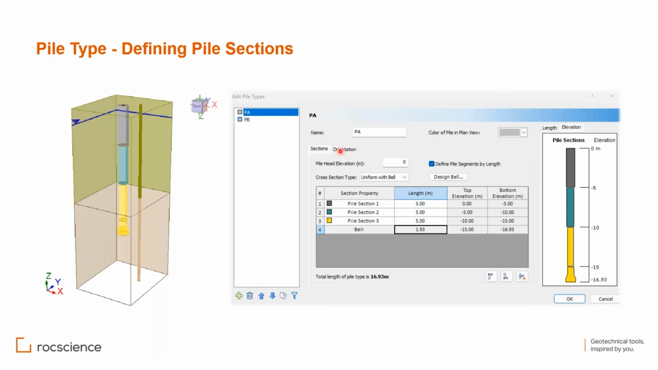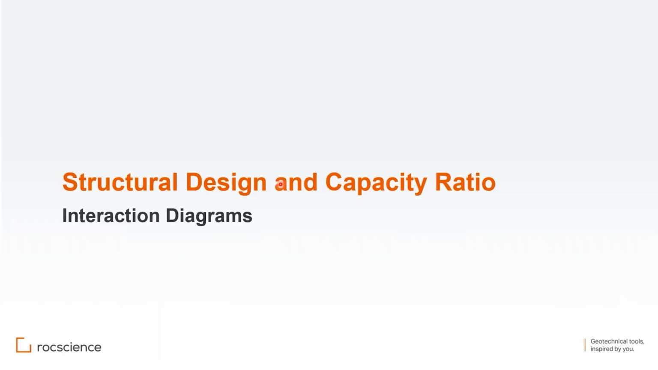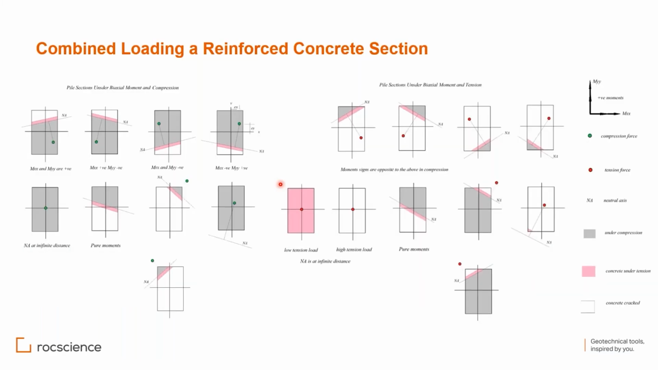You can have orientation for the pile, you can have rotation, inclination, and also you can add a bell, an enlarged base, or you cannot have it. It's up to you, it's up to how your pile is. So if you don't have a bell, you will end up with a straight section. If you have a bell, it will be added to the end only. We have gone through these in the previous webinar. So if you want the details, please refer to the previous webinars. Let's go to the interaction diagram.